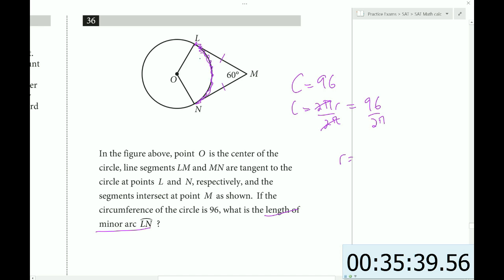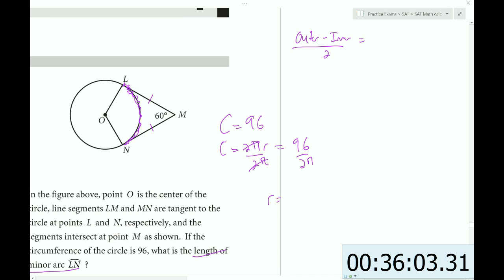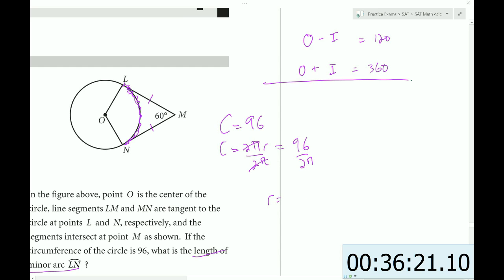Well, let's see. Do we need the radius for that? We can also use the external angle property, right? So the outer arc minus the inner arc divided by 2 would equal the angle. And so the angle is 60 degrees. And if we multiply that by 2, we would get 120. And we also know that the outer plus the inner would have to equal 360. So we are thinking of two variables that when we subtract them we get 120, we add them we get 360.